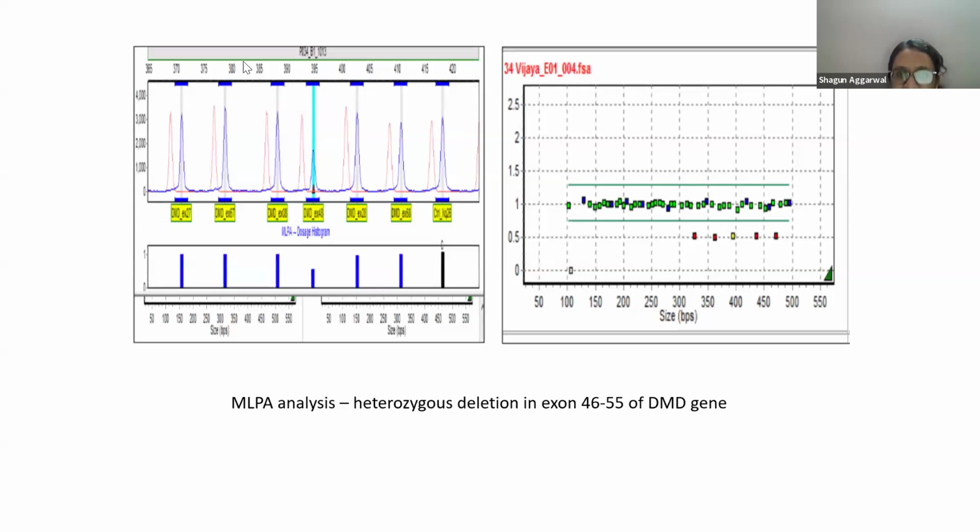So by making this pedigree, basically, we have been able to do this serial wise testing, and we have been able to finally tell the risk to this particular couple.